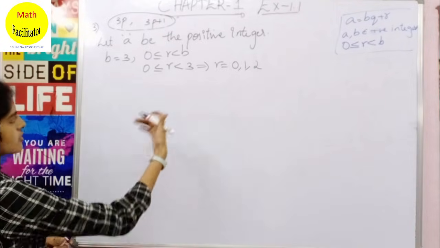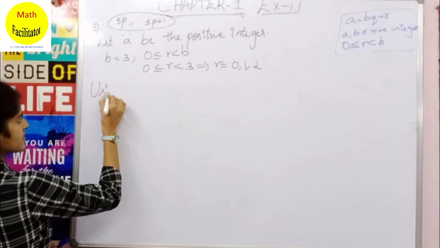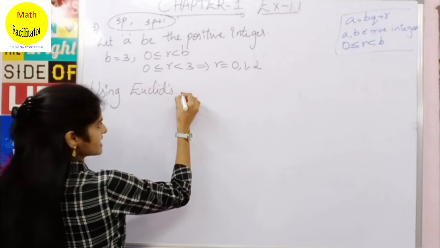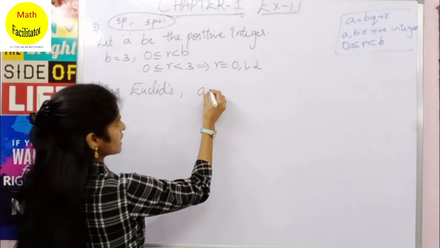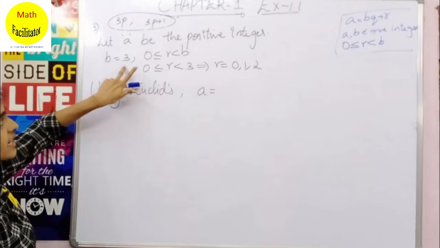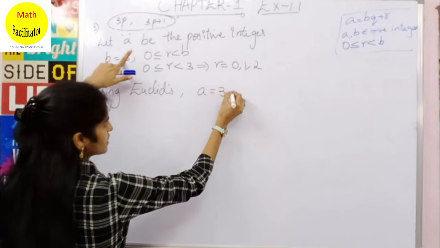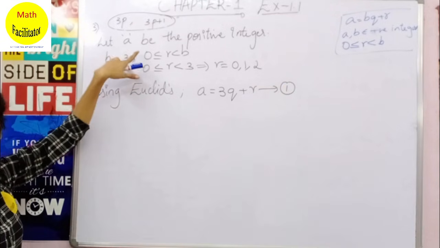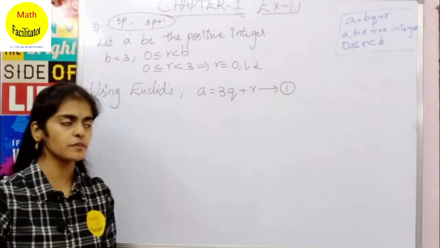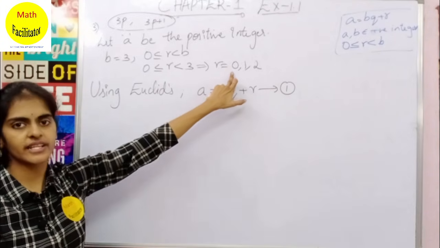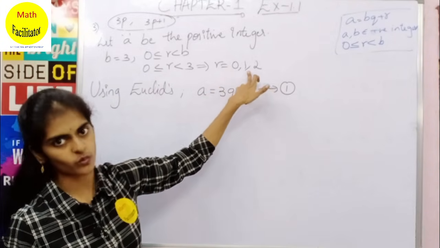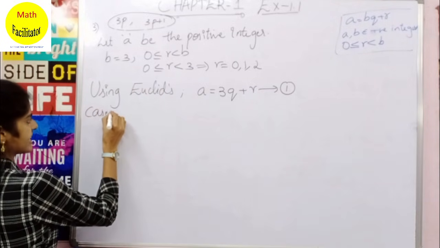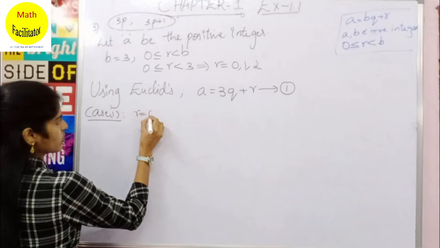Simple, right? So the next thing is you will use Euclid's division algorithm. Using Euclid's division algorithm, you will write a equal to bq plus r. What is b here? b is 3. So you will write a equal to 3q plus r. Let this be equation 1. Clear? Now, like in the previous problem, you will take cases. In case 1 you will take r equal to 0, in case 2 you will take r equal to 1, and then r equal to 2.